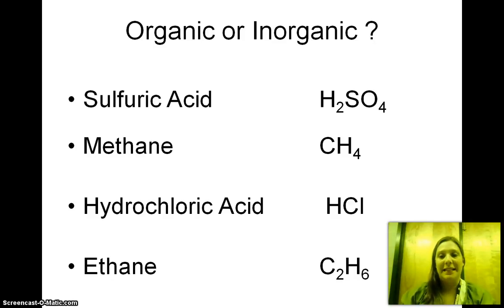Methane is CH4. C is the symbol for carbon, so methane is actually an organic molecule. Then we have hydrochloric acid. Although hydrochloric acid has a C in its formula, the C is actually attached with the Cl, meaning that that's the symbol for chlorine and not for carbon. So hydrochloric acid is another example of inorganic. And then ethane, of course, C2H6, another carbon compound, so that is considered organic.